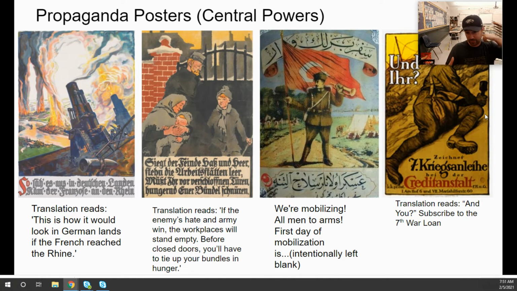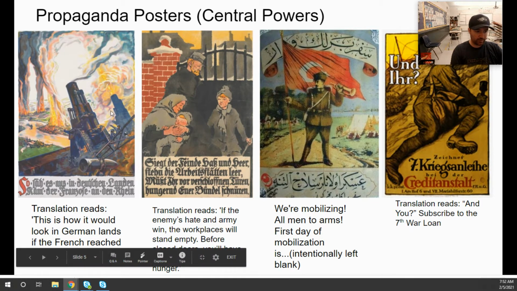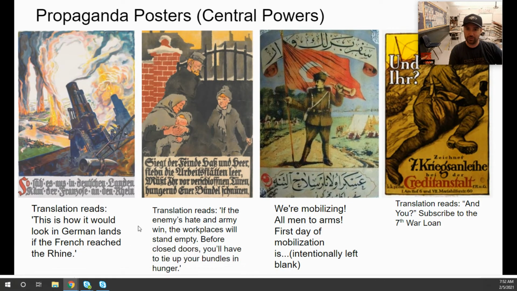There's also, I mean, the Allied powers weren't the only ones that were using propaganda. All of the Central Powers were too. This is a German one where, if you don't do something, then this is how the Rhineland would look, and the French will come and destroy their lands. So it's invoking that fear and that sense of duty and patriotism.